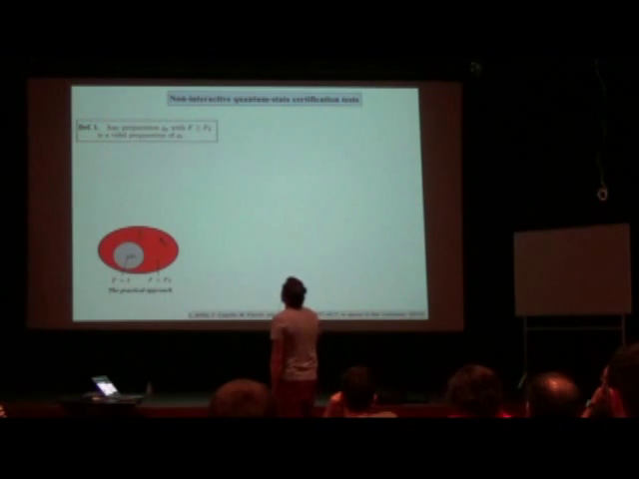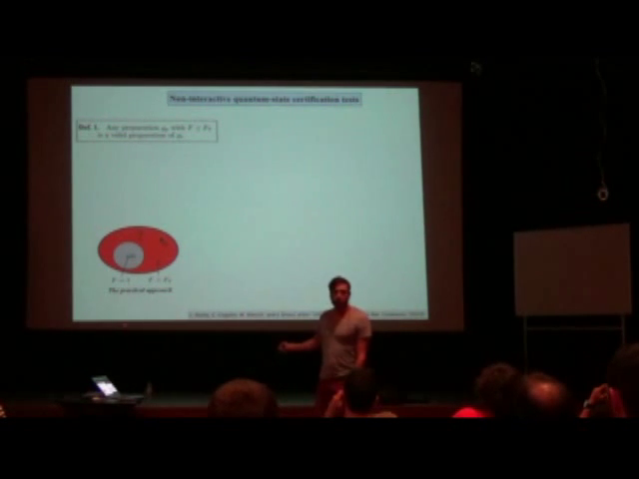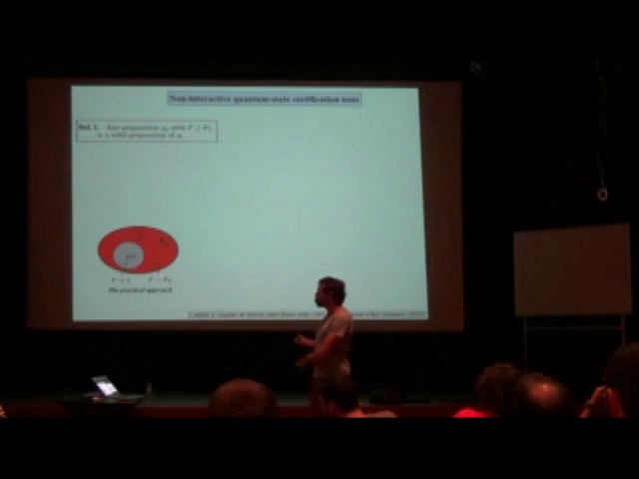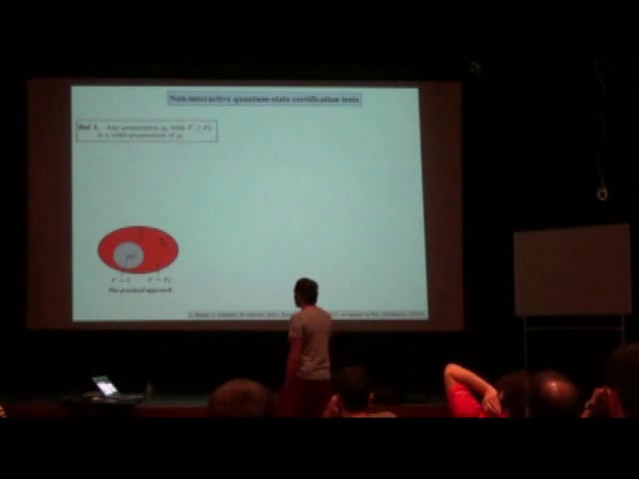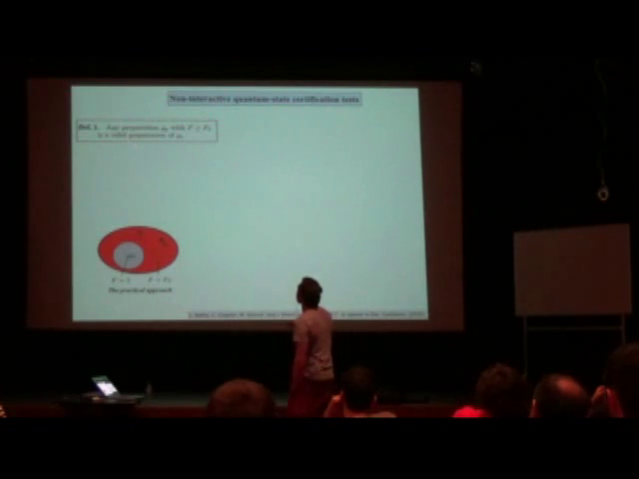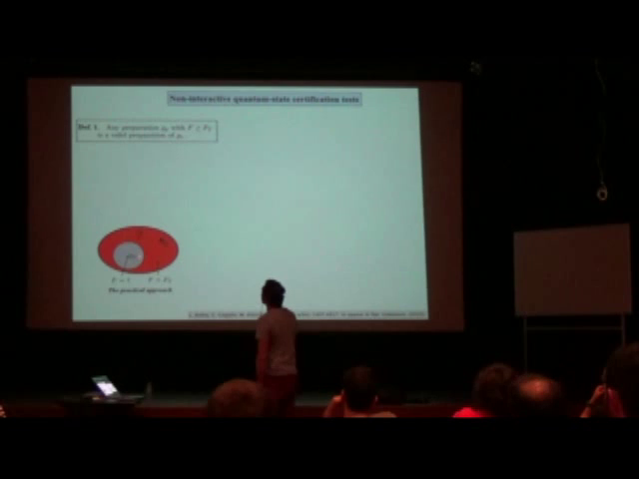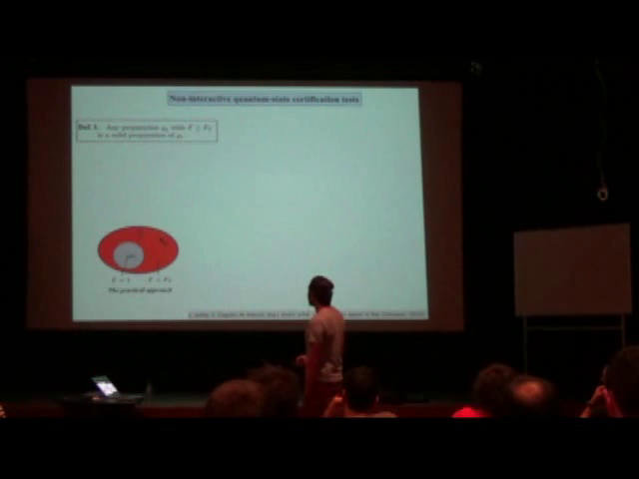So, definition. I will be using the practical approach, right? Actually, if I have time, I will mention that you can show that if you certify in this sense, then you can also certify in the more robust sense, due to continuity arguments. But for the sake of simplicity, let's define certification in the practical approach, in which you say that any preparation rho p with fidelity larger than a threshold is a valid preparation of the target state. That's the terminology that I'll be using.